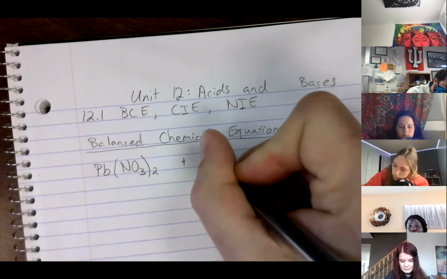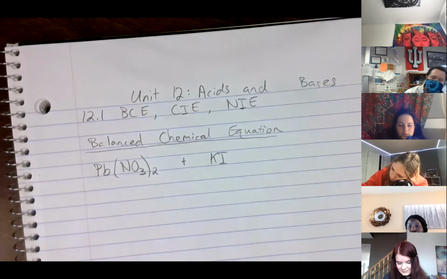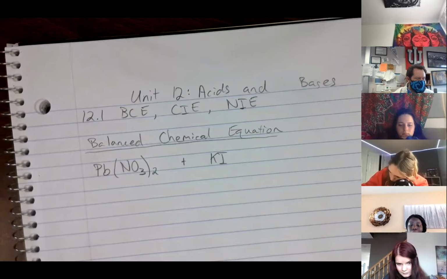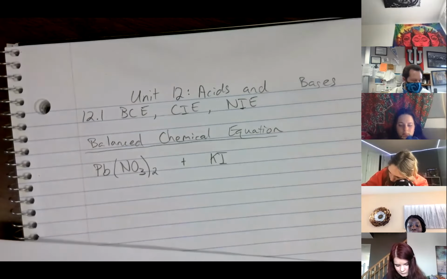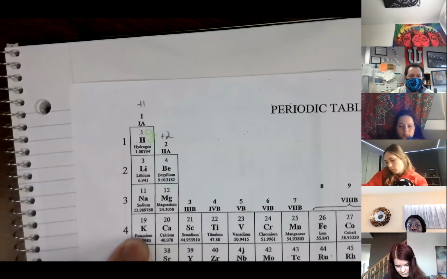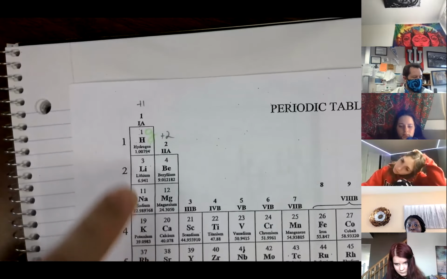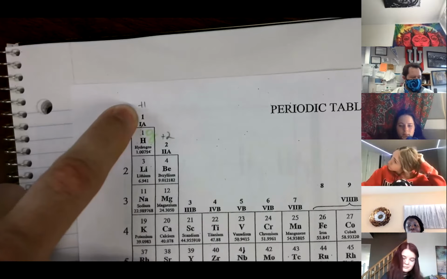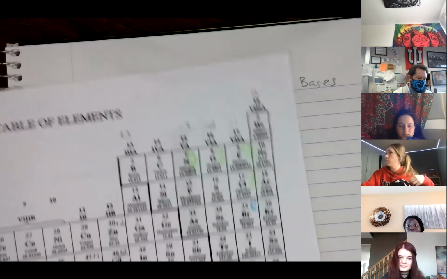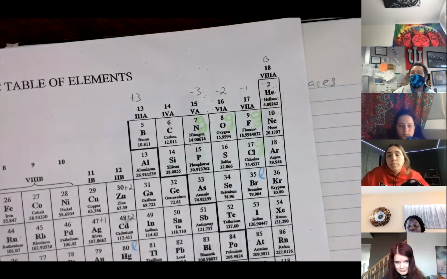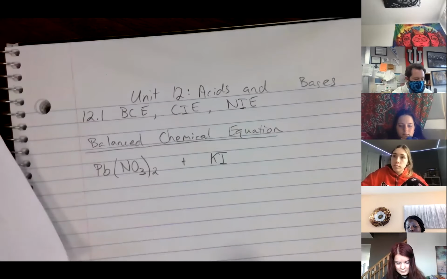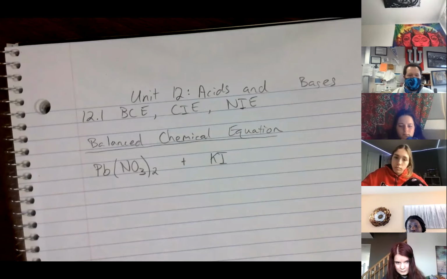Today we're going to look at adding that to potassium iodide. KI, potassium iodide. K is +1, iodine is -1. That's a 1-to-1 ratio. That's pretty easy. Don't need to worry about any subscripts, just 1 K, 1 I.